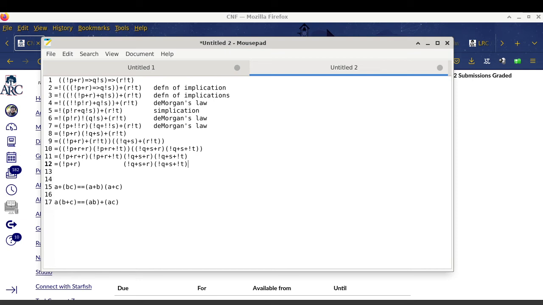So if that is the case, that means this is redundant. This is useless in a conjunction, because if this term is true, then this term is going to be true also. So it becomes redundant in a conjunction, and that's why it can be simplified out.